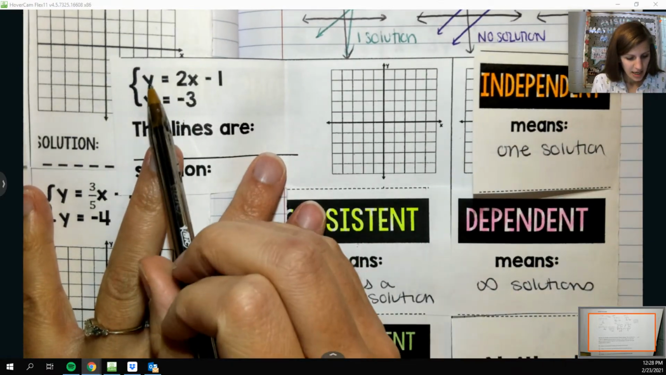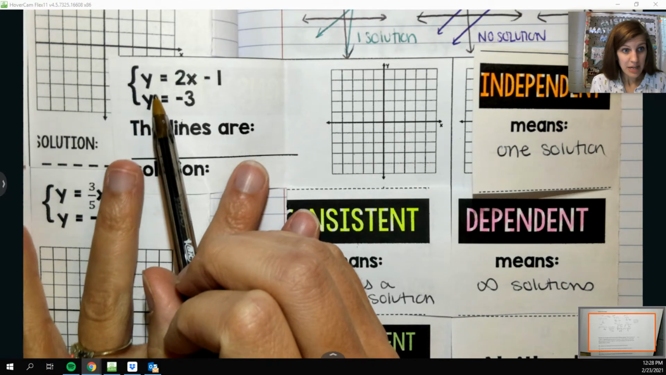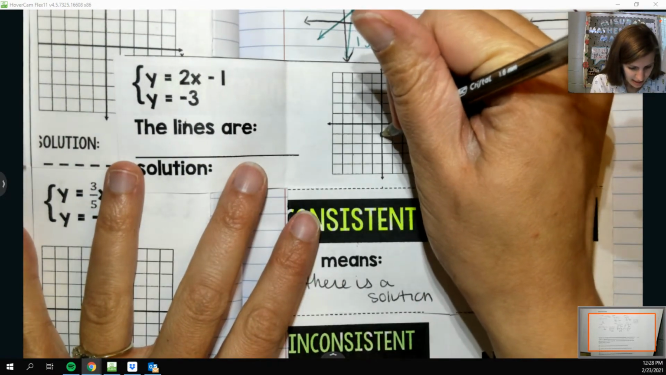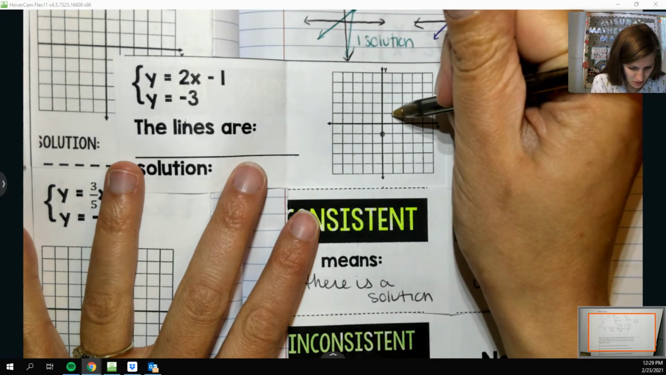Okay, so if we take a look inside here, we just got a whole bunch of graphs to do. Luckily, a lot of them are in y equals mx plus b. So we've got y equals mx plus b here. My y-intercept is at -1. My slope is 2, so up 2 over 1.